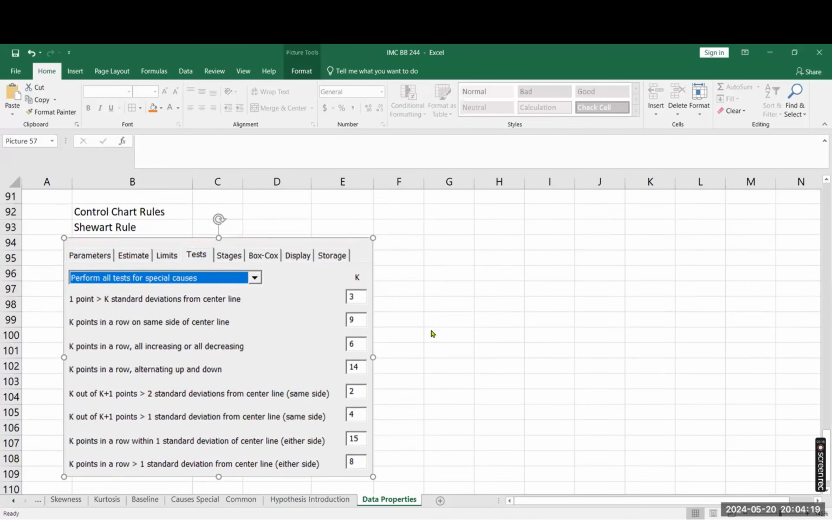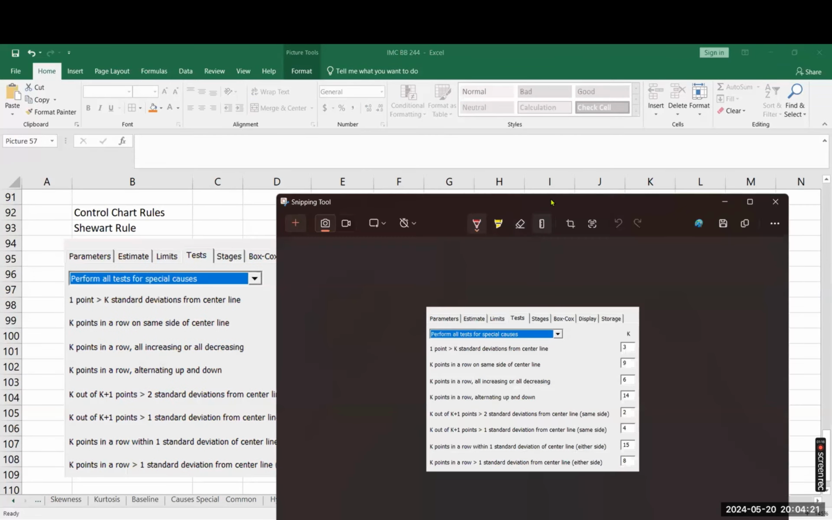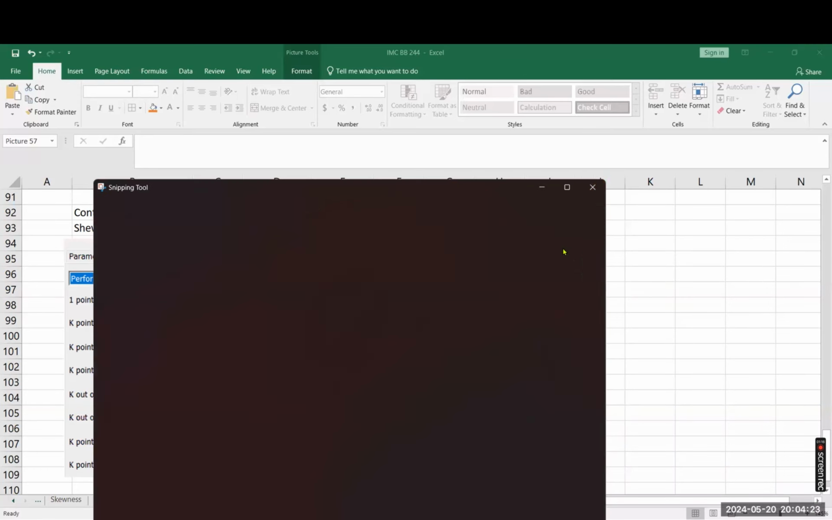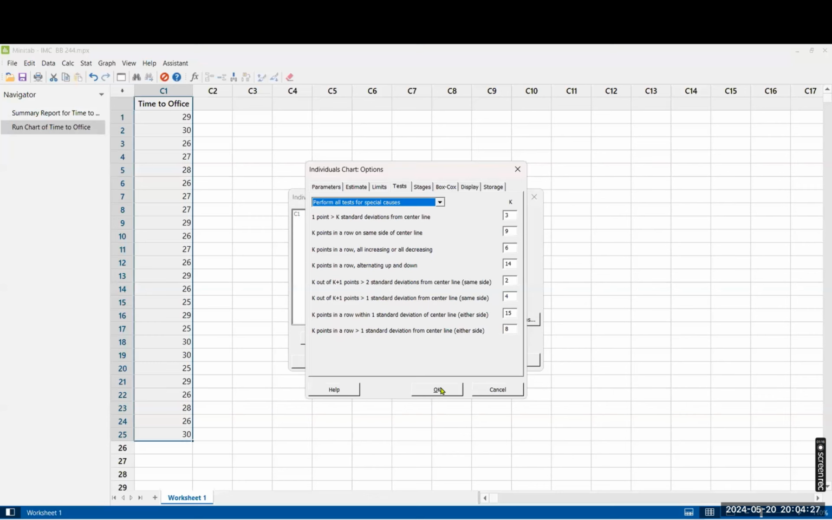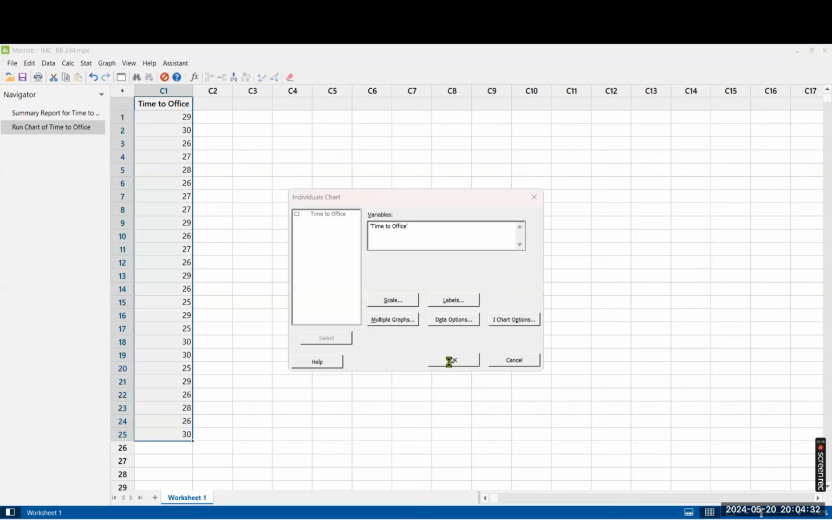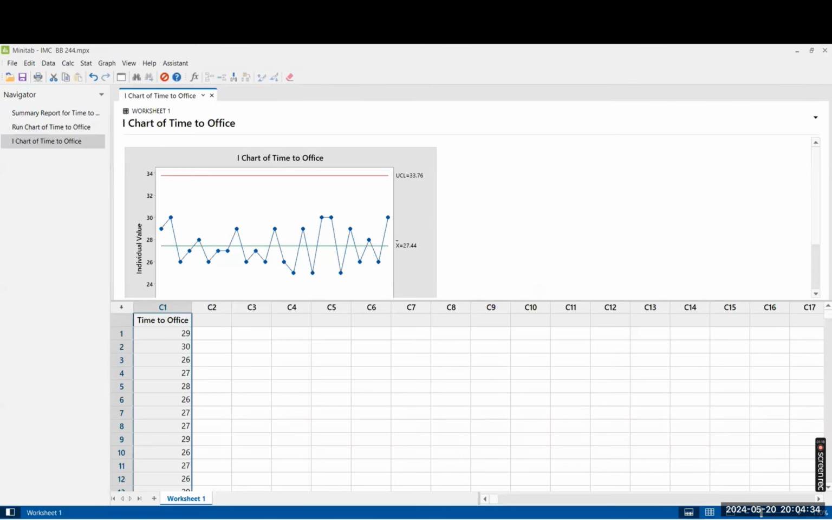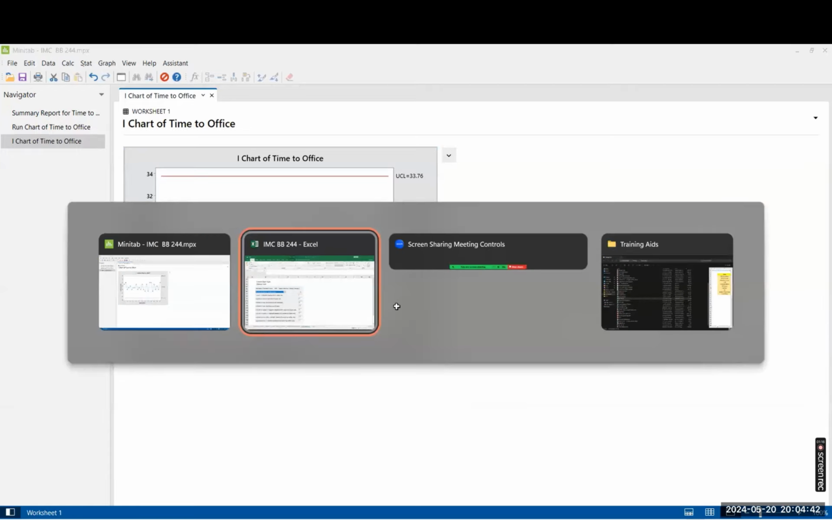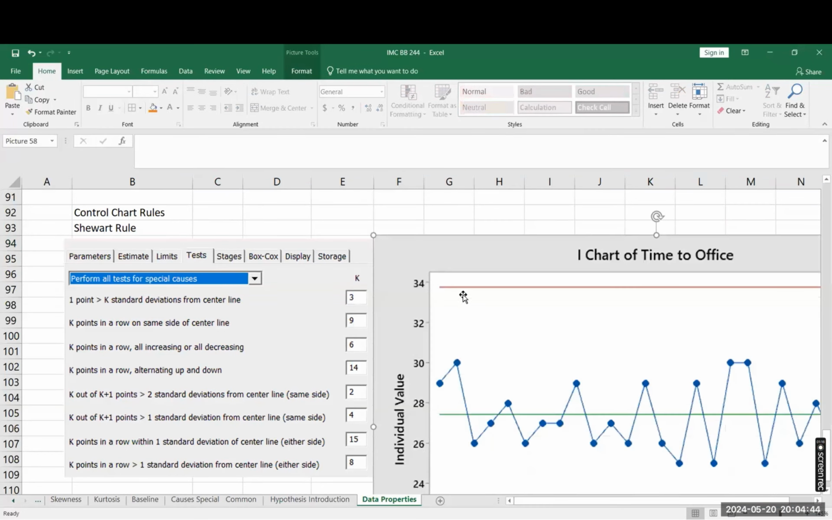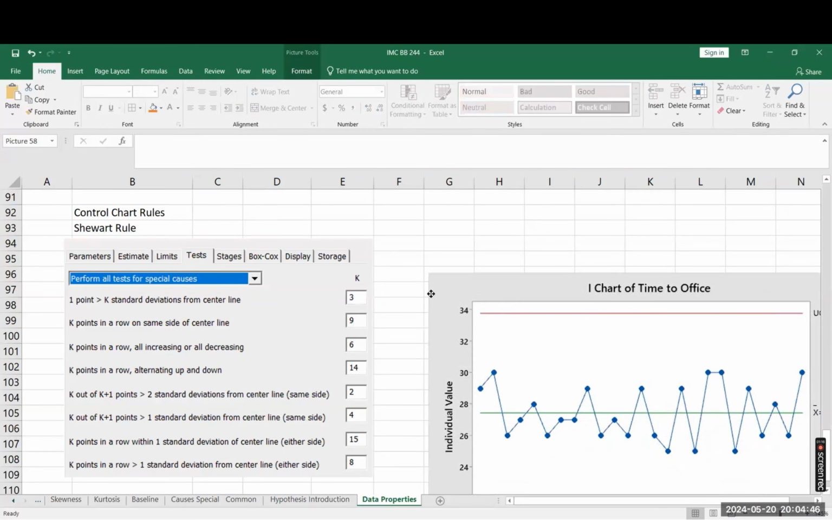Now, if I plot this control chart here, click on OK. All the rules I have selected, click on OK. And now I see the data. So actually none of the rules is failing here. But still I'll explain how it will look in case any rule fails.